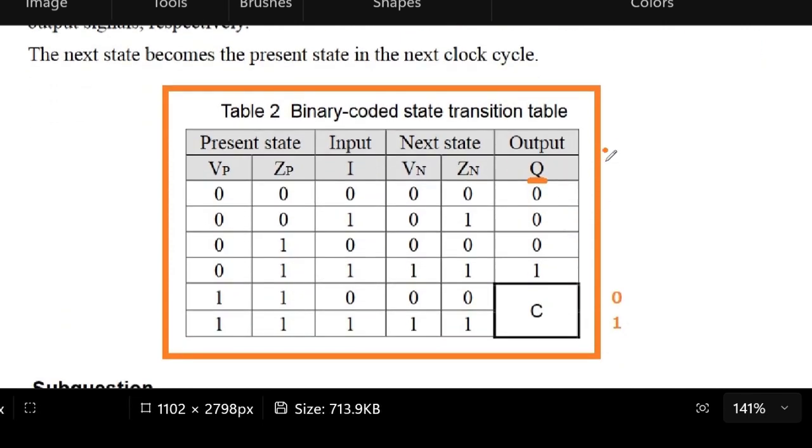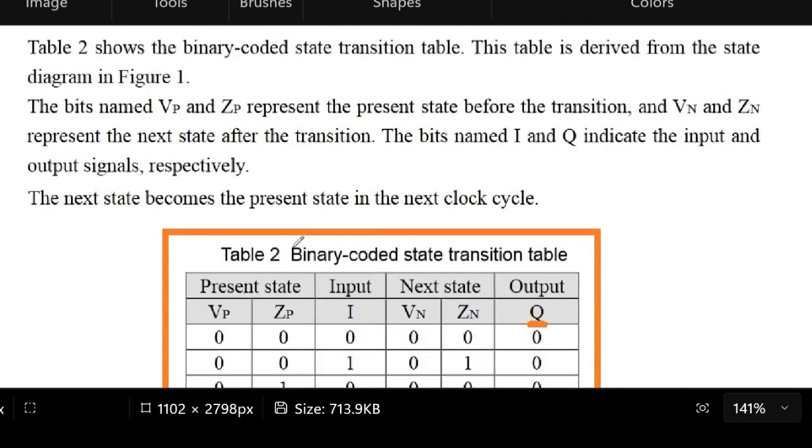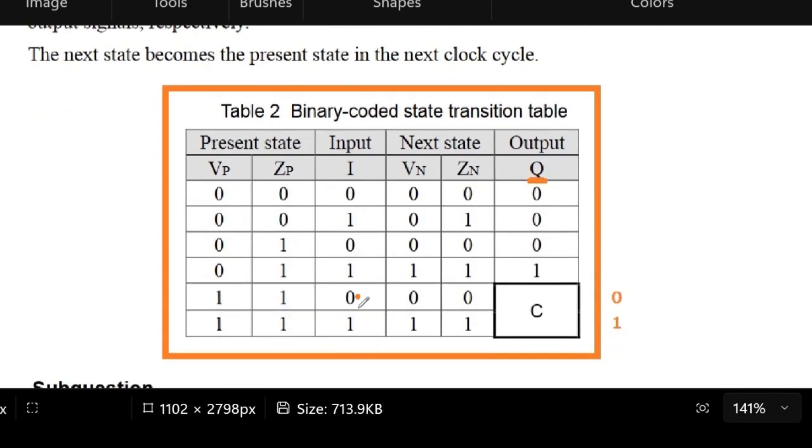The binary coded state transition table tells us that we need to look at the bottom rows, the last two rows here. And it's saying that the present state, the current state, has 1 for V and 1 for Z. So they're both 1, 1. And if we look at the table above, 1, 1 for V and Z bits gives us state 2. So we're starting at state 2. And then our input, we got 0 and 1 here. And then we need to know what will be the output, okay?